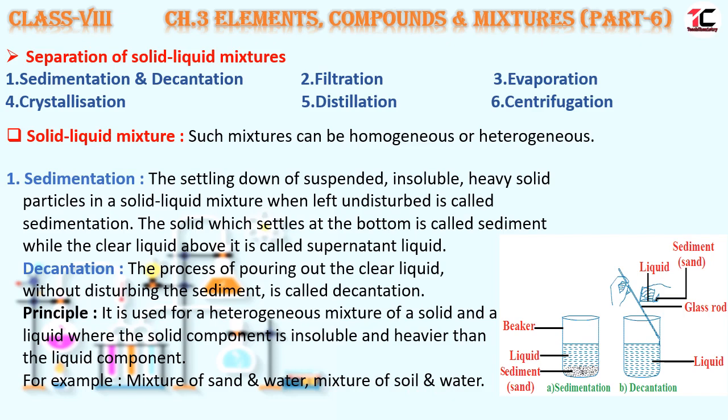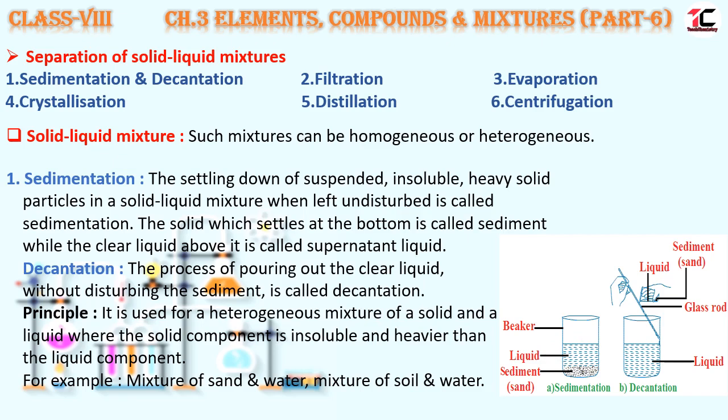Let us see in the diagram. Here is the beaker. In the beaker there is a mixture of sand and water. When this mixture is left undisturbed for some time, what happens? Sand settles at the bottom and over it there is a clear liquid. This settled sand is called the sediment and the liquid is the supernatant liquid. It is the first step of this method.